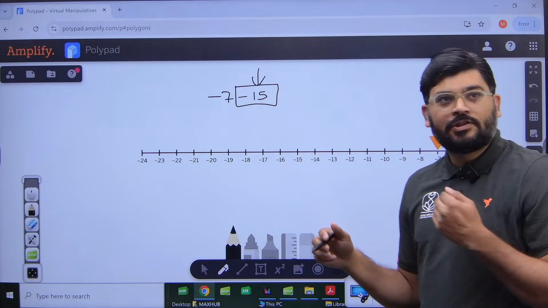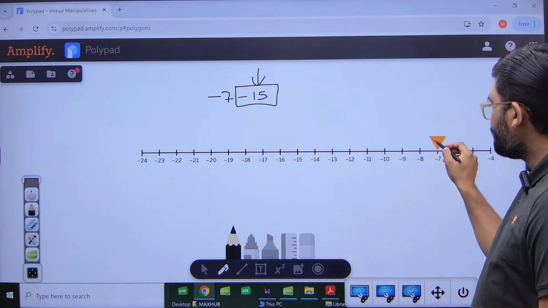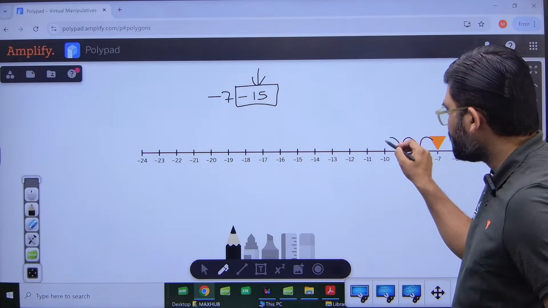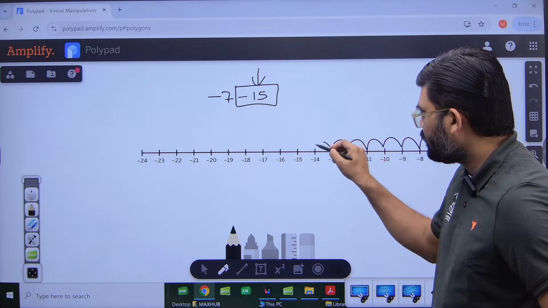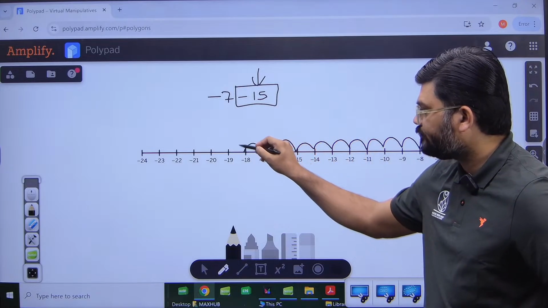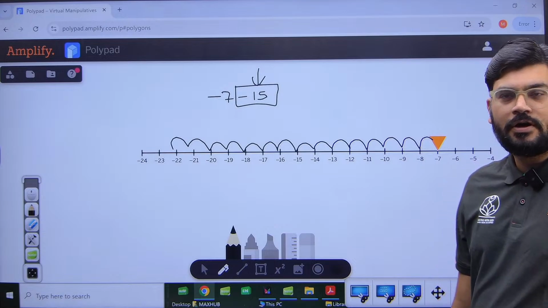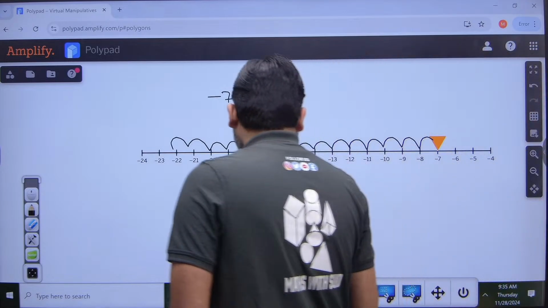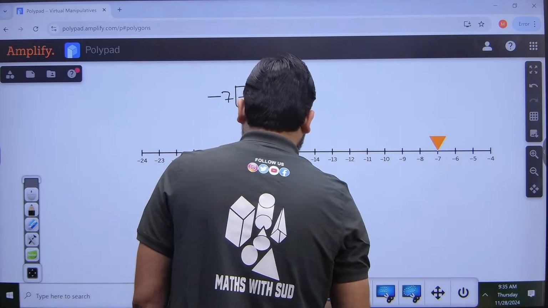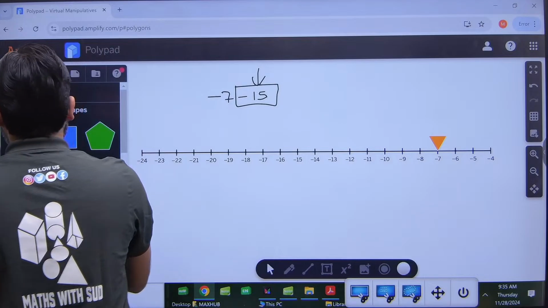Now you can see that minus 7. So what is happening is minus 8, minus 9, minus 10, minus 11, 12, 13, 14, 15, 16. The 15th step is what? 22. Let me show you.